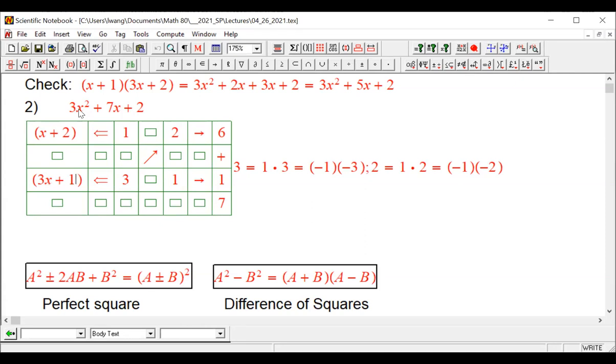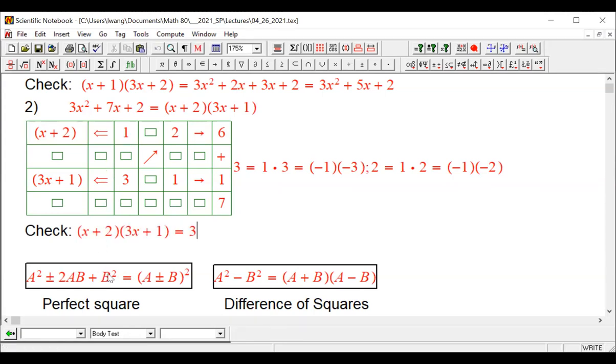Got it? So trial and error, trial and error. Now we got the factors, which is x plus 2 times 3x plus 1. And you can check your answer. That should work, but let's check it anyway. Always want to make sure.